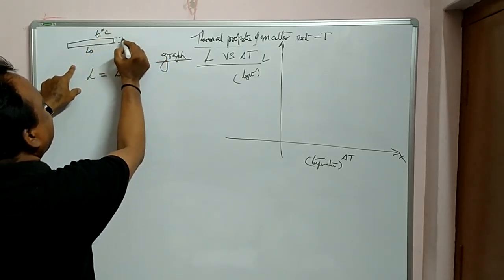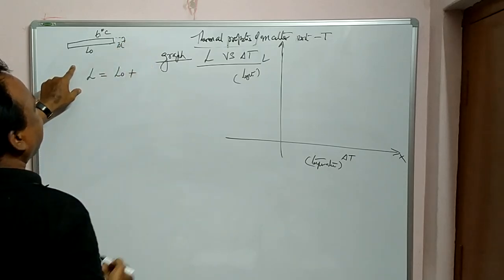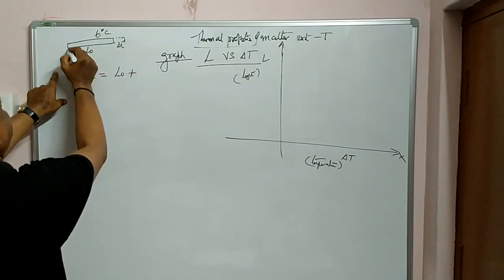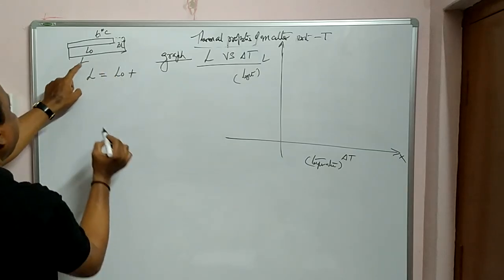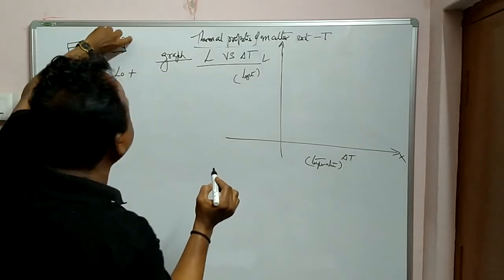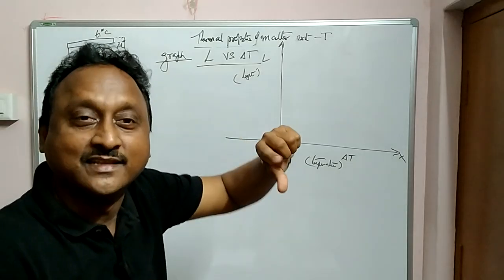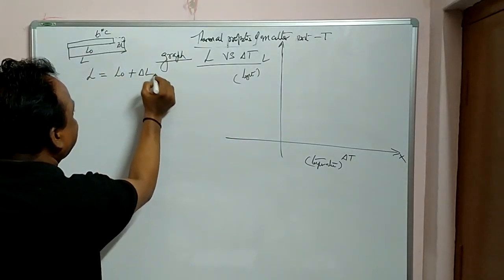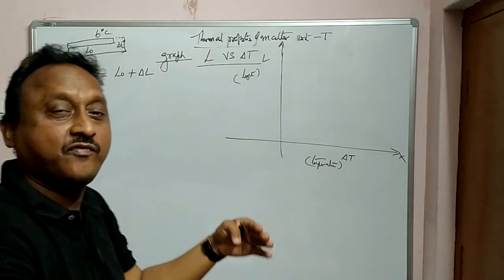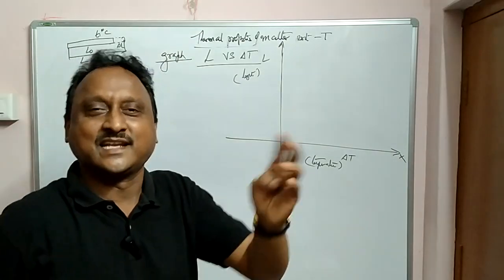ఇది పెరిగింది కదా, డెల్టా ఎల్ పెరిగింది. సో అందువల్ల న్యూ లెంత్ ఎంత అయింది ఇప్పుడు? వాట్ ఈజ్ ది న్యూ లెంత్ నౌ? ది న్యూ లెంత్ ఈజ్ నథింగ్ బట్ ఎల్. ఈ ఎల్ ఎలా వచ్చింది? ఎల్ నాట్ ప్లస్ డెల్టా ఎల్. So L naught plus delta L. This is the new length after raising the temperature.